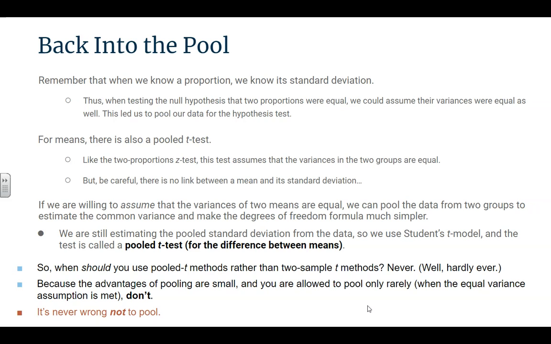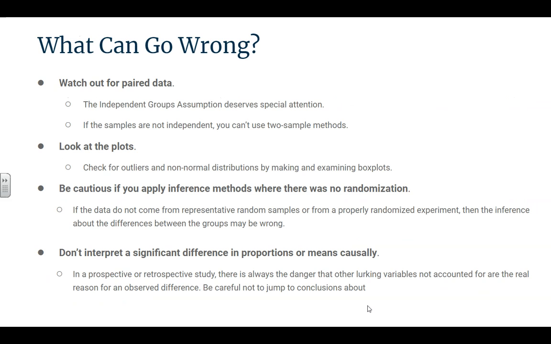So the only way we should be doing this is if we know the difference and we know the standard deviations are the same. So this is very rare. So basically, it's never wrong not to pool for the means. We're going to pool for the proportion, 2 sample proportions, but we're never going to right now for the means.